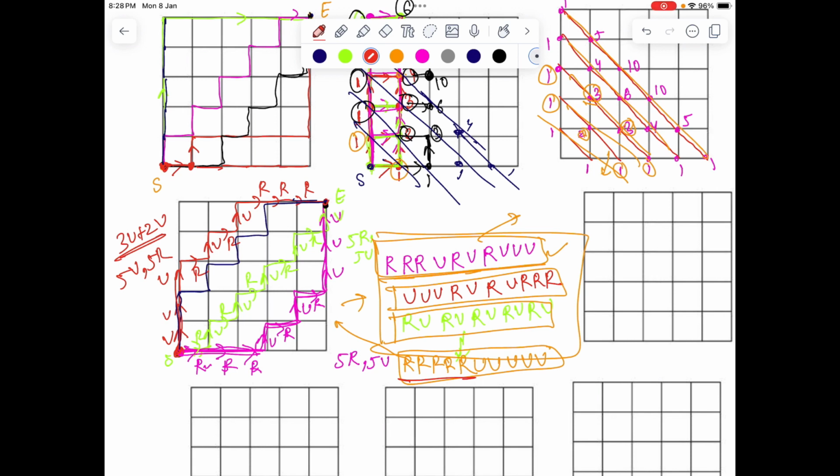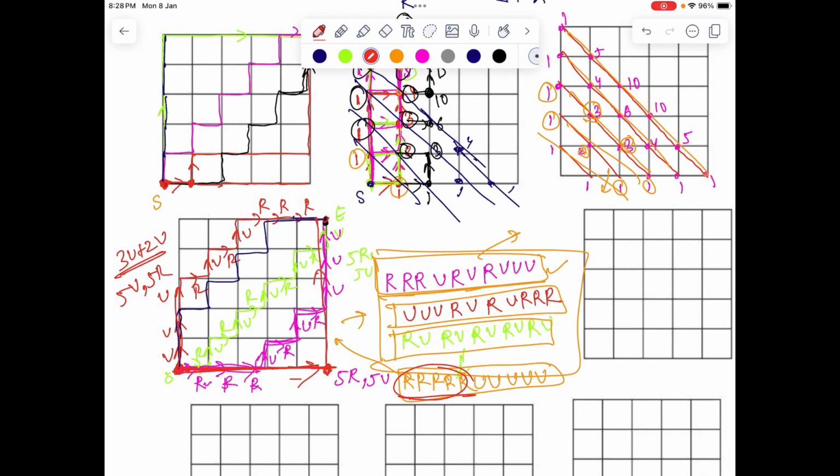So how many rights are there? We have 5 rights. So 1, 2, 3, 4, 5. So these 5 rights represent going to the extreme right corner, and 5 up means going directly up. So you see, corresponding to any permutation of this string, there will always be a unique path associated with it.